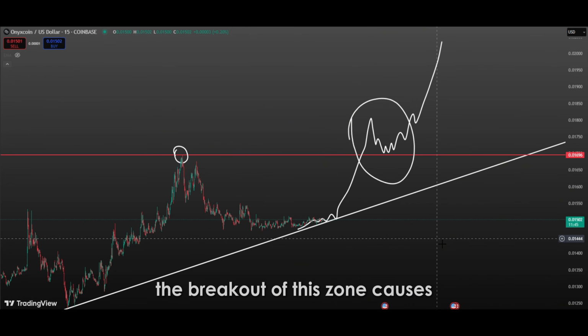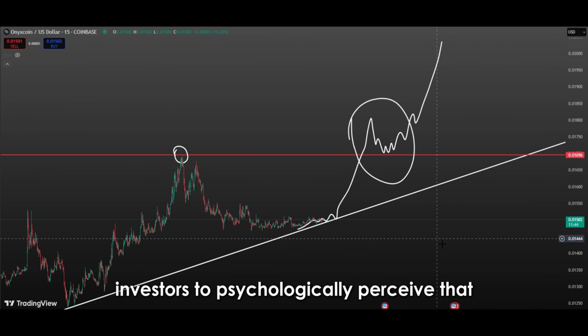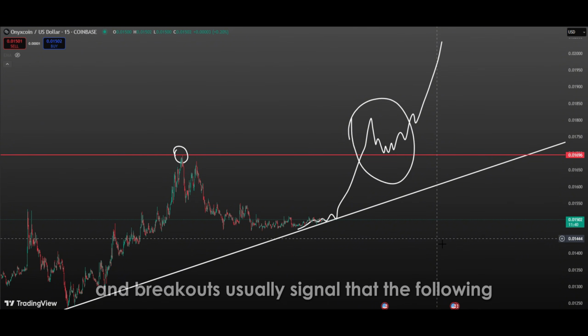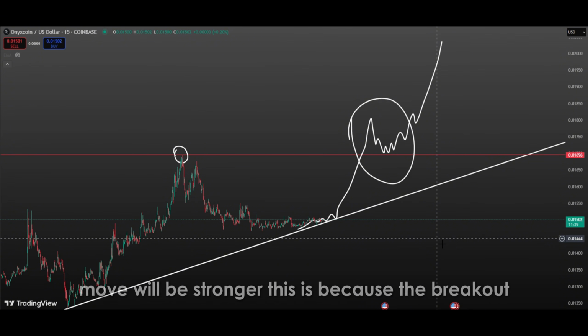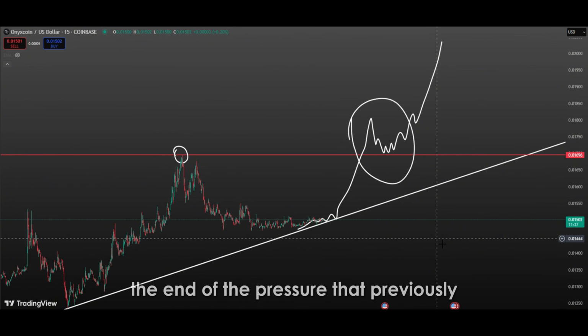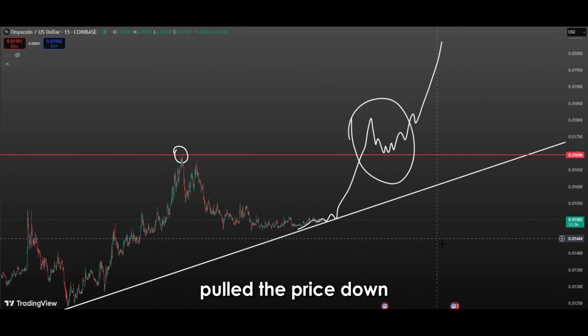In addition, the breakout of this zone causes investors to psychologically perceive that the uptrend has begun. This causes the majority of market participants to gain confidence and increase their appetite for risk. In technical analysis, such structures are called breakouts, and breakouts usually signal that the following move will be stronger. This is because the breakout not only removes the existing resistance level, but also declares the end of the pressure that previously pulled the price down.